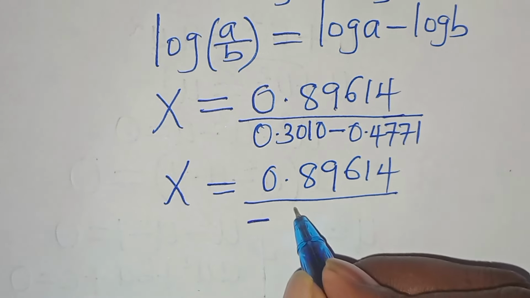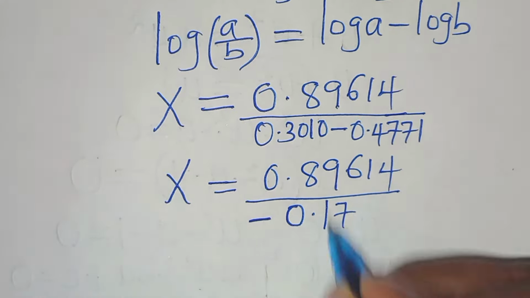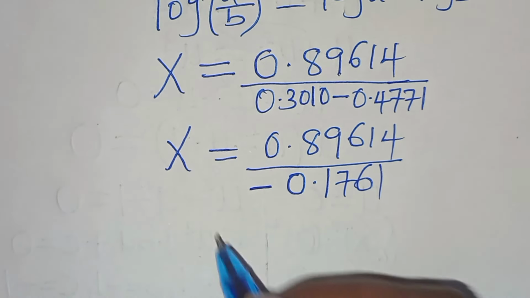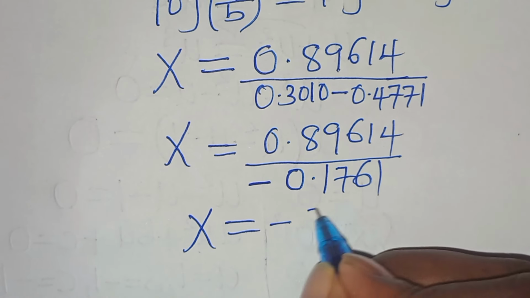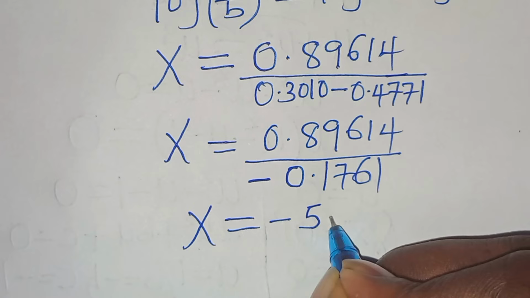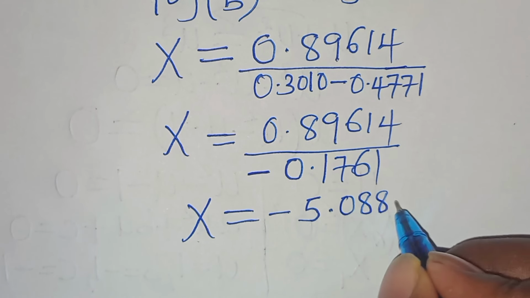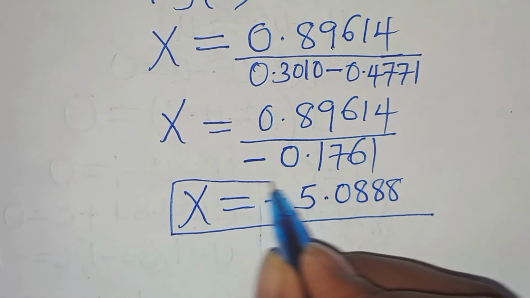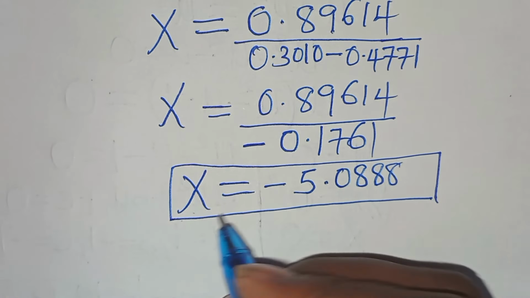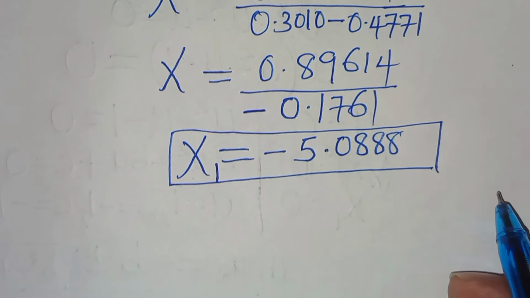This is the same thing as minus 0.1761. And this implies that the value of x here is equal to minus 5.0888. So this is the value of x. You can call this one x1. So we have the value of x1.